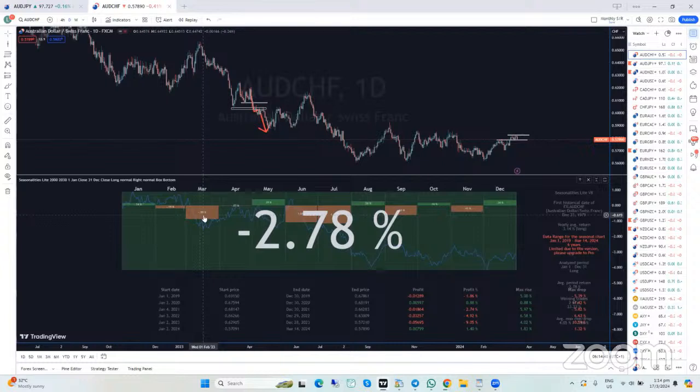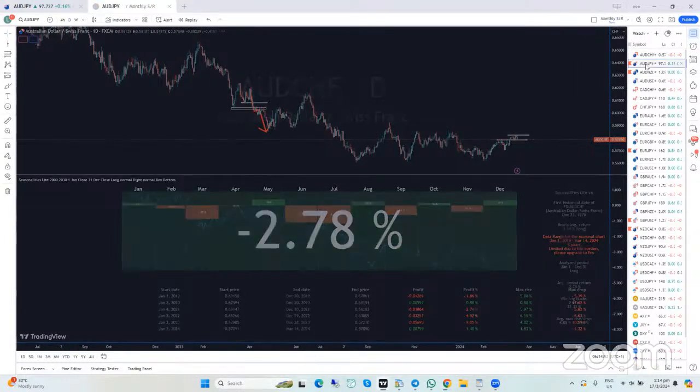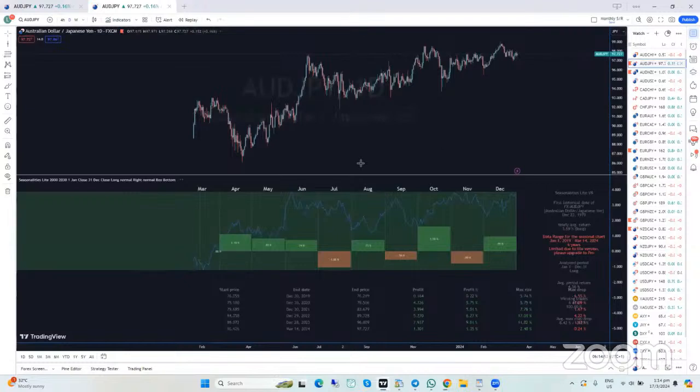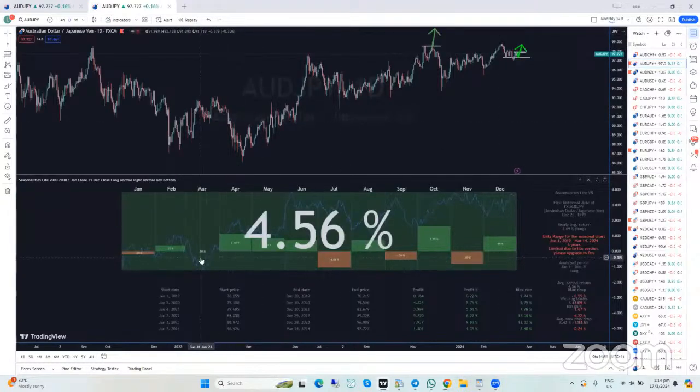What I'm interested in is the following: Aussie Yen. Let's have a look at it. Aussie Yen should have a good trending run. It should continue to be positive for about four or five months or so. March is rather flat before it shoots up in April.